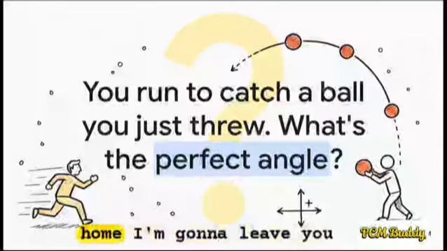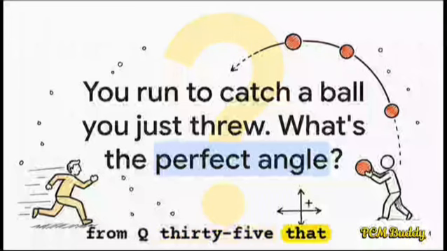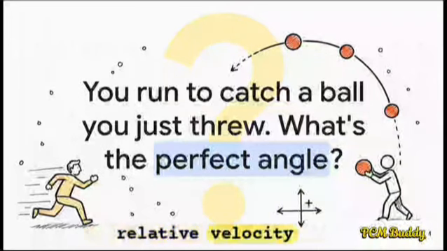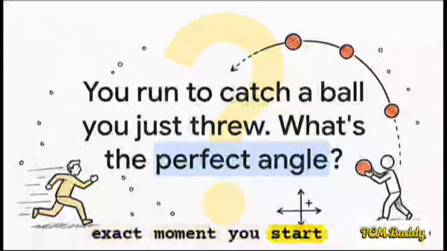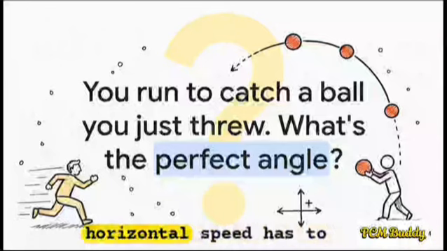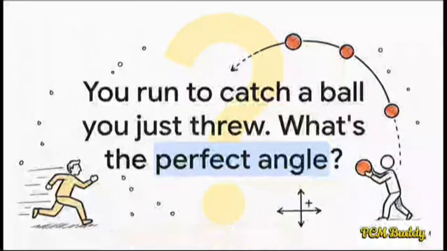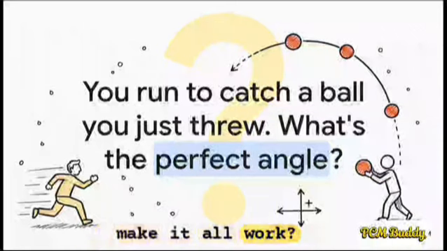Okay, to bring this all home, I'm going to leave you with one final puzzle from question Q35 that perfectly ties together everything we've talked about: projectile motion and relative velocity. You throw a ball with a certain speed, and at that exact moment, you start running at half that speed to try and catch it. To make the catch, your horizontal speed has to perfectly match the ball's constant horizontal speed. So what is the one perfect angle you have to throw that ball at to make it all work? It's a fantastic problem. What do you think? Can you figure it out?